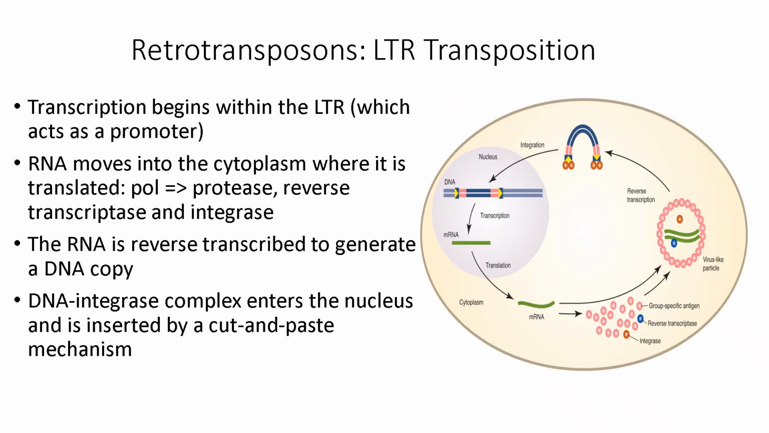LTR retrotransposition starts with transcription from the LTR promoter. The RNA transcript moves into the cytoplasm where Pol genes are translated into enzymes including reverse transcriptase and integrase. The RNA is then reverse transcribed into DNA. This DNA enzyme complex enters the nucleus and integrates into the genome via a cut and paste mechanism.